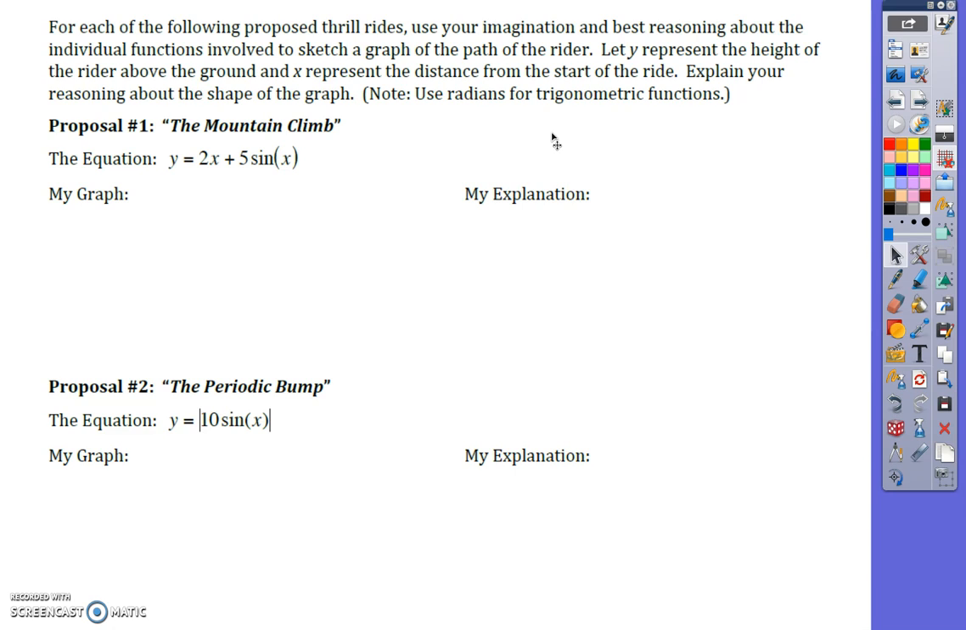So the first one, so anyway, let's read our instructions. For each of the following proposed rides, use your imagination and best reasoning about the individual functions involved to sketch a graph of the path of the rider. Let y represent the height of the rider above the ground, and x represent the distance from the start of the ride. Explain your reasoning about the shape of the graph. Use radians for trigonometric functions.